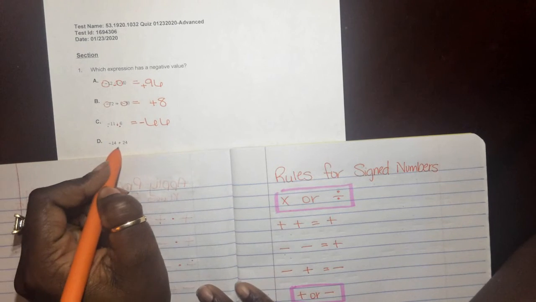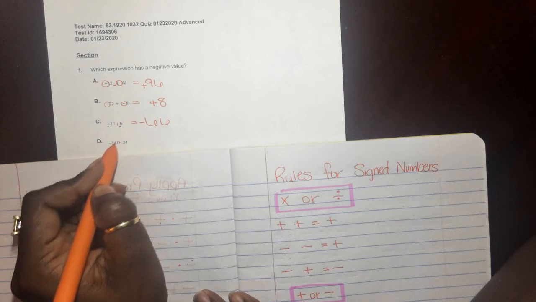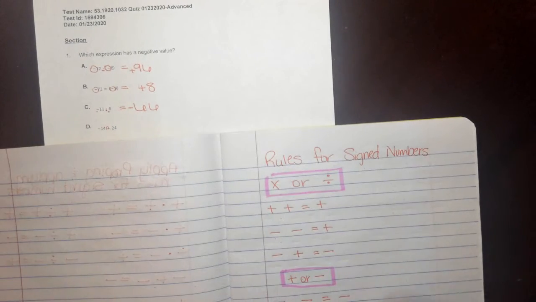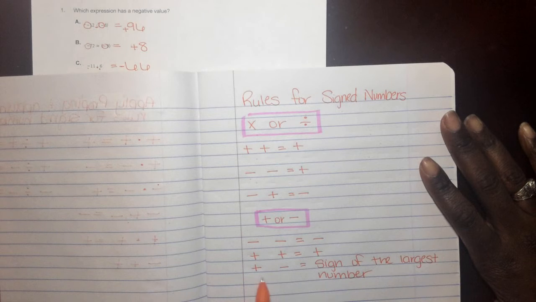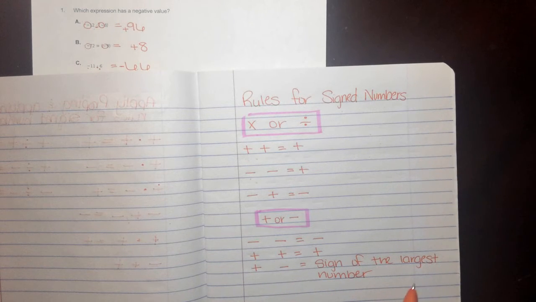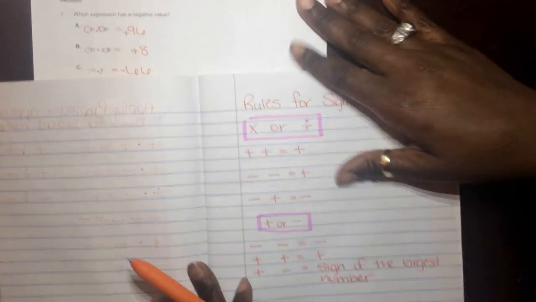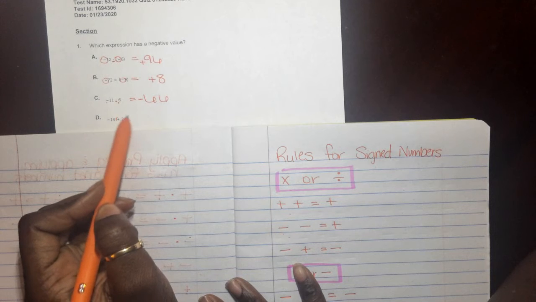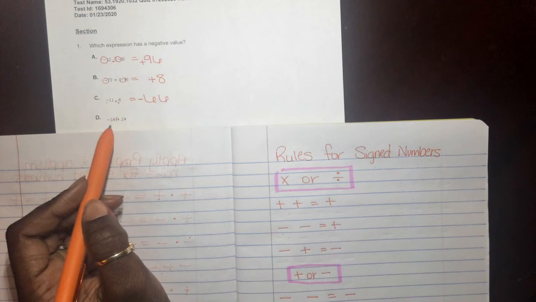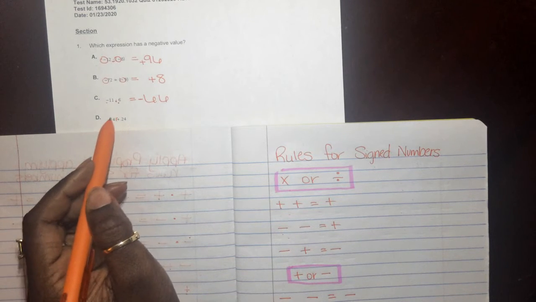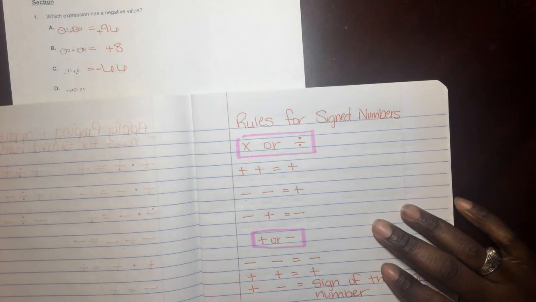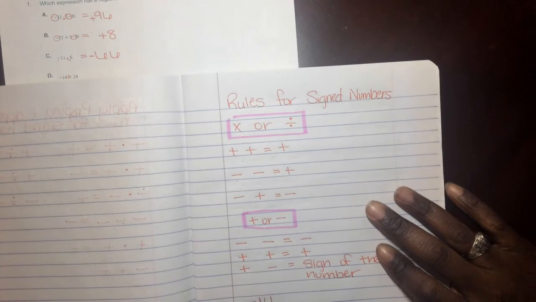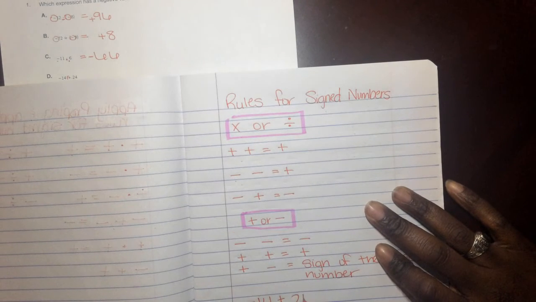And then finally, I am going to add. And remember that when we add and we have different signs, the sign is going to be taken from the largest number. And so in this case, 24 is going to be positive. So what I'm going to do is I'm going to rewrite that question. So I'll have minus 14 plus 24.